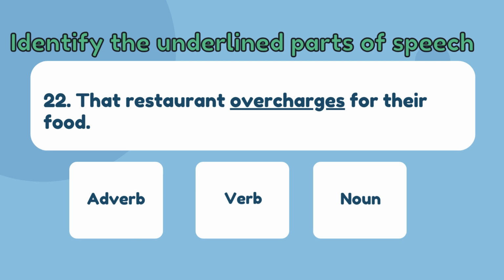That restaurant overcharges for their food. Overcharge means like adverb, verb, or noun. And overcharge is a verb, which means that they ask for more money for their food. And also you see the s here, present tense s. Again, this shows the tense and this is a verb.